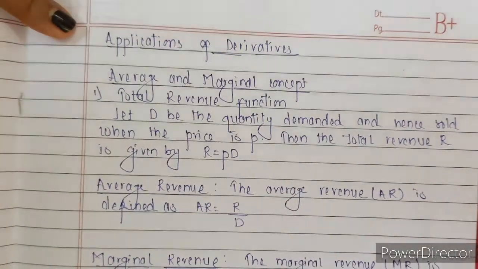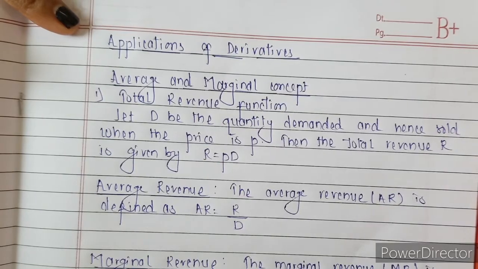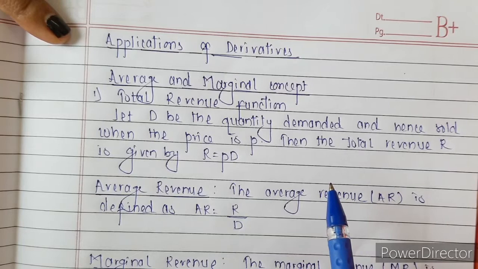Topic is applications of derivatives. Now in applications of derivatives, the first topic which we'll be studying is average and marginal concepts. Okay, the first is the total revenue function.